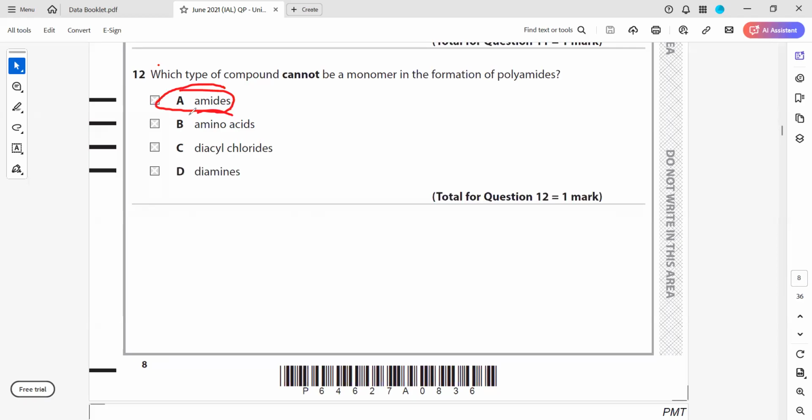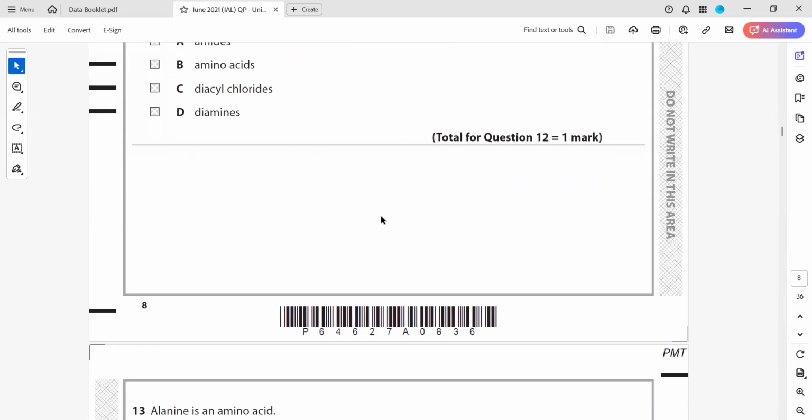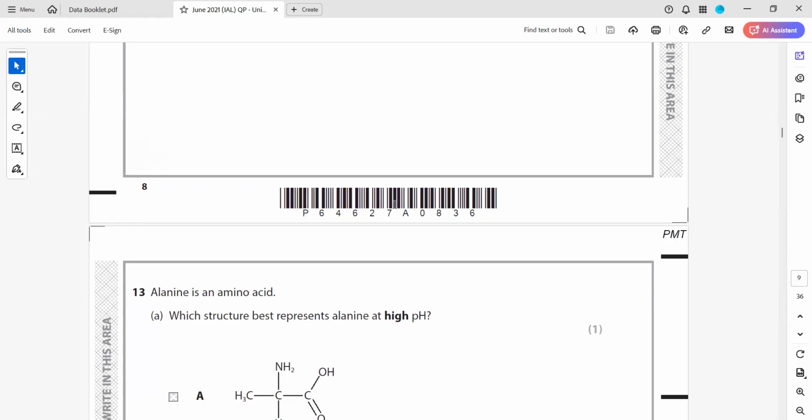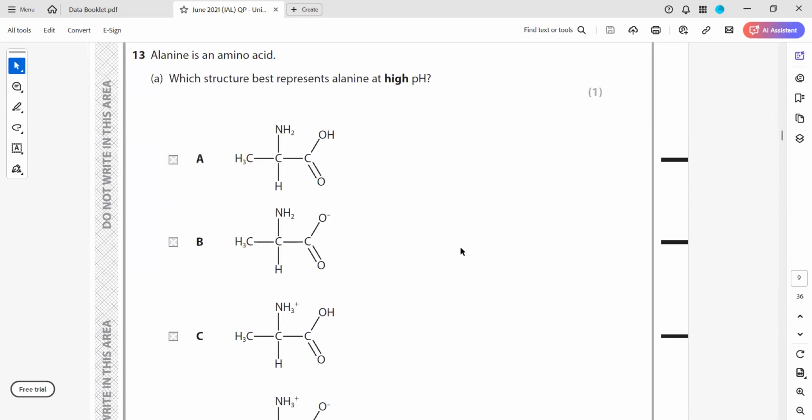An amine reacted with acyl chloride, or an amino acid reacted with acyl chloride, or an amino acid reacting with ammonia or with halogenoalkane, will form amides. But because amide is C double bonded with O and has an N group, if an amide is already there, then it won't be a monomer. Amide cannot form further amides. Amide is a linkage which is formed when a carboxylic acid reacts with an amine group.